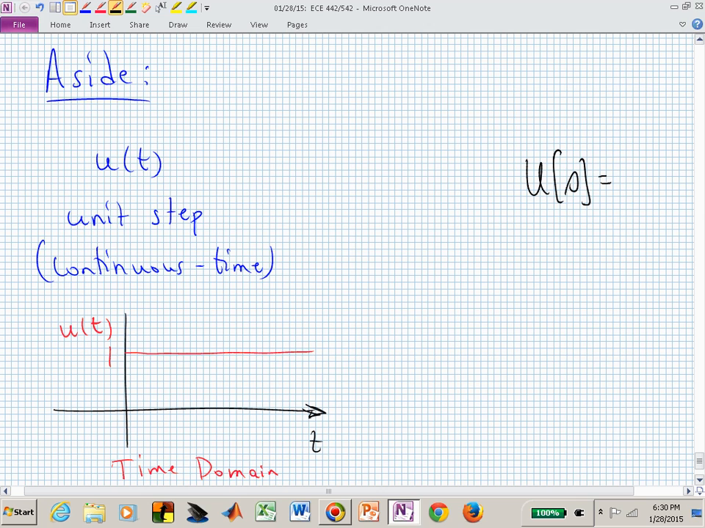The unit step. It's 1 over s, isn't it? Pretty easy. That's what I'm hoping that you remembered. But this is 1 over s. What's the pole zero diagram look like in the s-plane then?